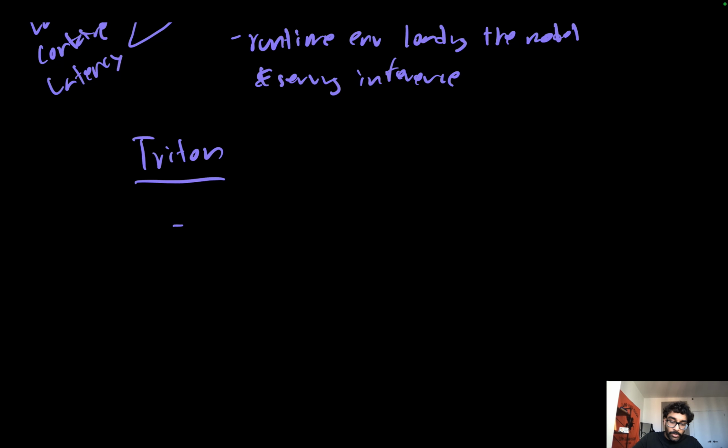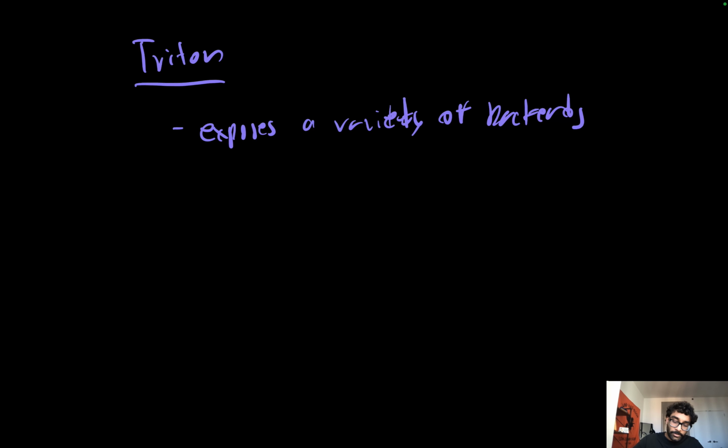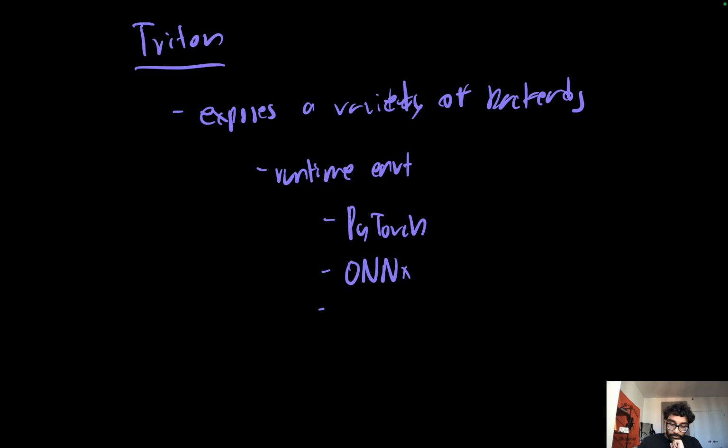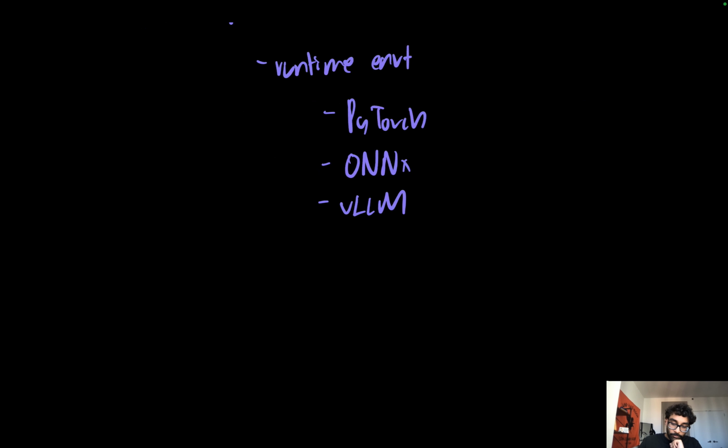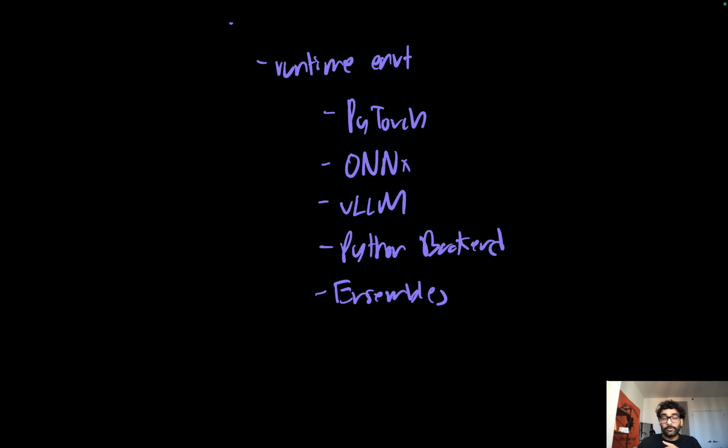With Triton, the reason it's so popular is it exposes a variety of backends, butchering some spelling and pronunciation here. In terms of variety of backends, what I mean is, if you remember, I said it prepares a runtime environment to execute these different models, right? Where these models can run, basically. With Triton, it exposes different backends for PyTorch-based models, for ONNX-based models, and for vLLM-based models. Here we'll specifically explore the Python backend, and in another video we'll cover a powerful feature known as ensembles, where you can stitch together multiple of these backends.